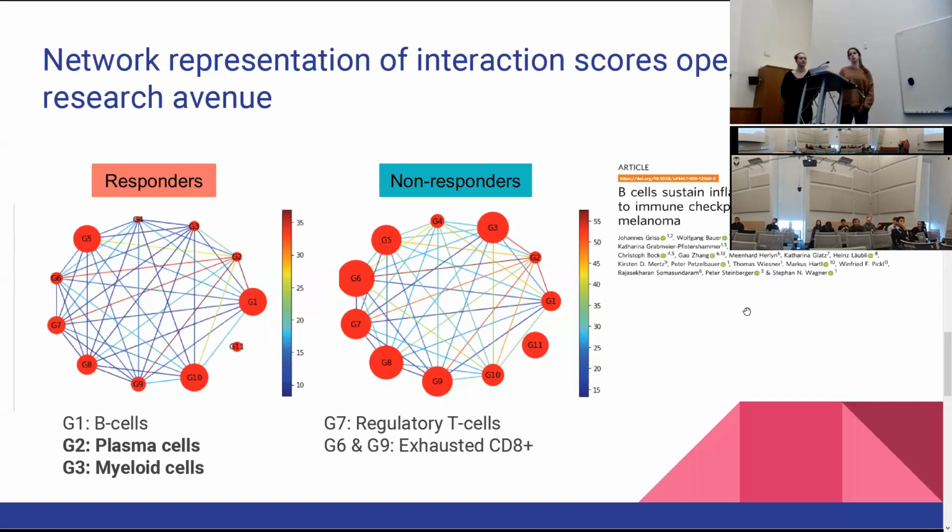And myeloid cells are going to be suppressor cells in the tumor microenvironment in non-responders. So we hypothesized that this specific interaction could potentially open a new research avenue for the understanding of the development of resistance in melanoma. So we thought that was a really cool finding from our project.